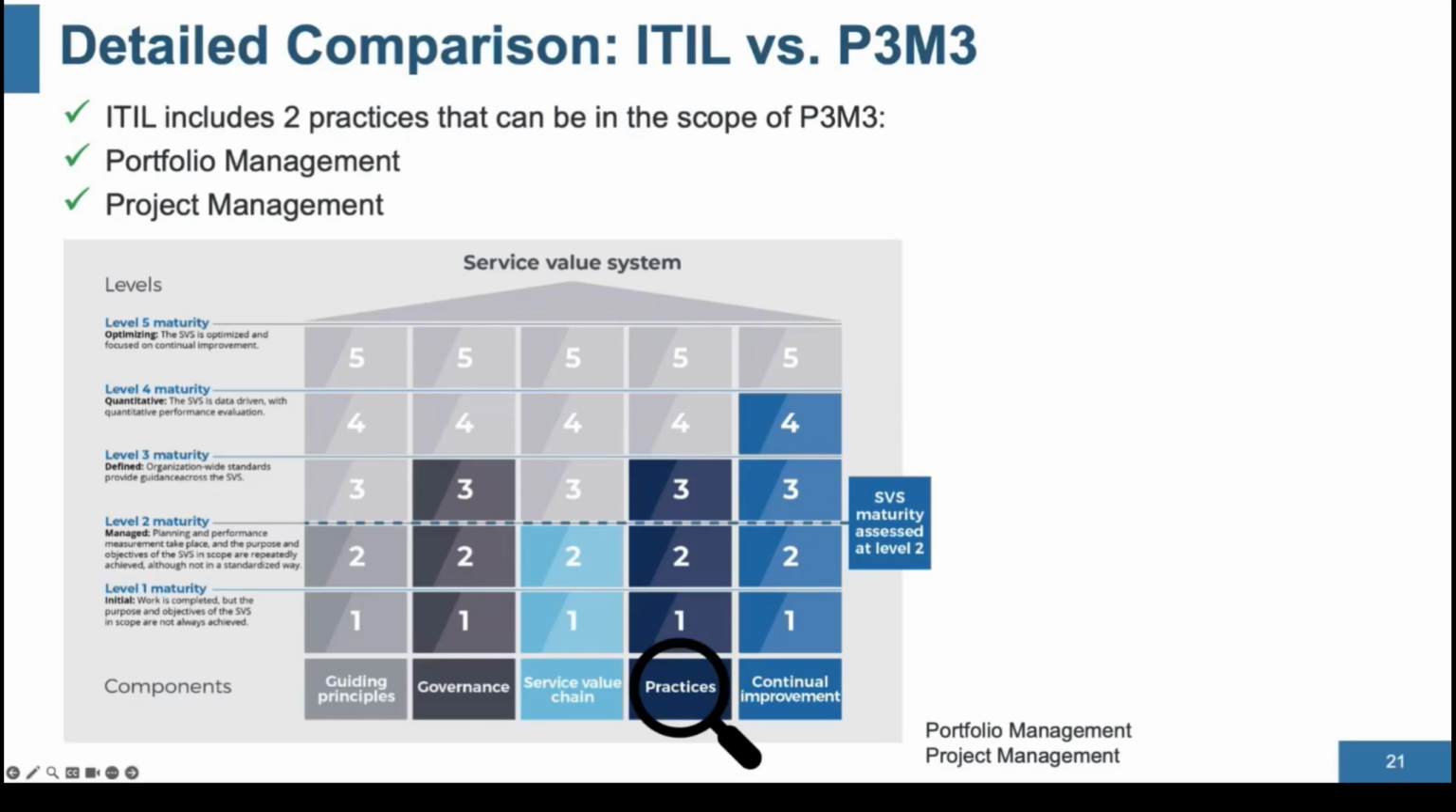If we make this comparison between ITIL and P3M3, we can see that in the ITIL maturity model, the scope is practices. And I told you that there are 34 practices. Within these practices, we have two specific practices called portfolio management and project management. And in fact, these two practices are models in the P3M3 maturity model. What it means is that P3M3 is focusing on some of the practices defined in the service value system.